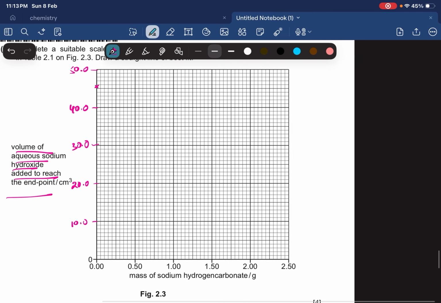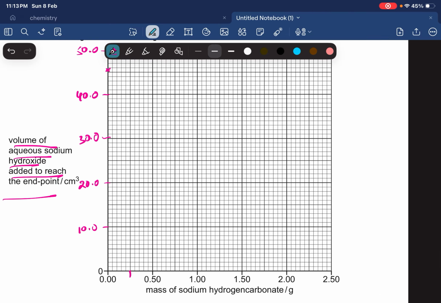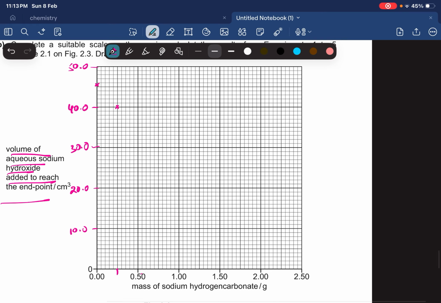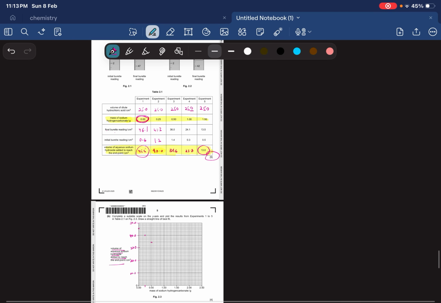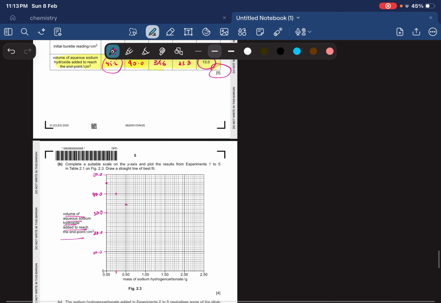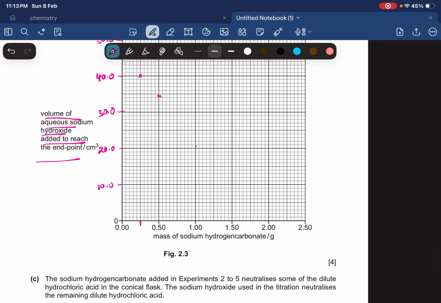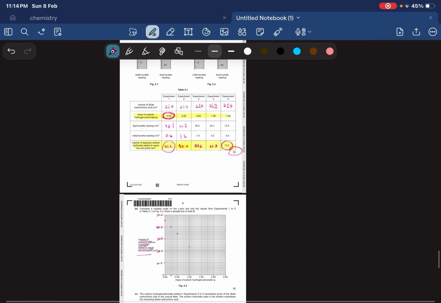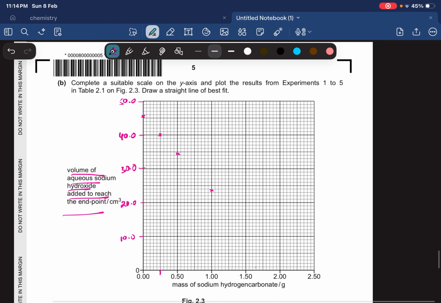0.25 पे 40. 0.25 is going to be exactly over here. At 0.5 it's 34.6. 34.6 is going to be somewhere here. At 1 it's 23.8, at 1 it's 20, 21, 22, 23, 23.8. At 1.5 it's 13, at 1.5 it's 10, 11, 12, 13. Okay, now I have to draw a line of best fit.